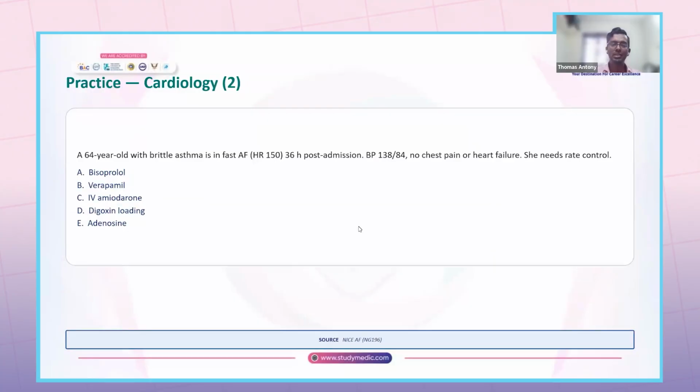So this is a 64-year-old with brittle asthma in fast AF. 36 hours post-admission, BP of 138/84, no chest pain or heart failure. She needs rate control. So what would be the drug of choice here? This is what I have been discussing before. The answer is straightforward because the patient has fast AF, 36 hours post-admission, BP is stable, and there is no chest pain or heart failure. So she needs rate control. What do you prefer?